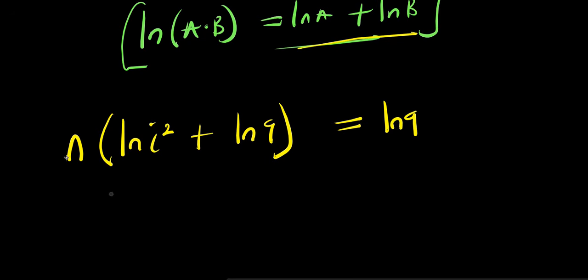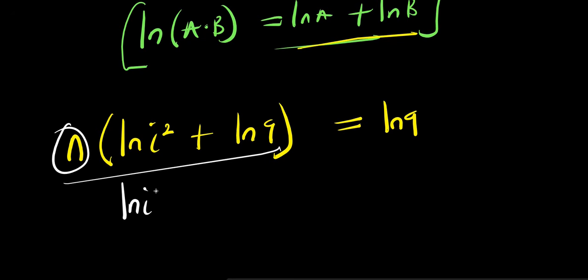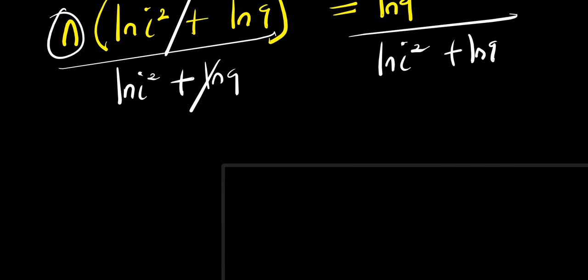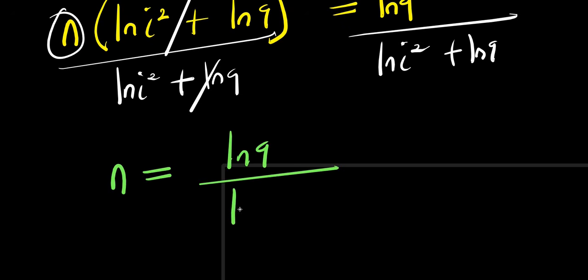So at this particular point, we want to isolate n. We divide this by natural log of i power 2 plus natural log of 9. So this eliminates this. What we are going to have is simply n equals natural log of 9 divided by natural log of i power 2 plus natural log of 9. Now that is not all.